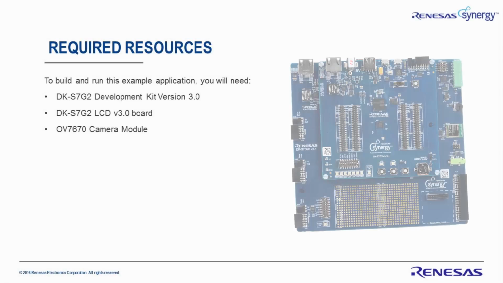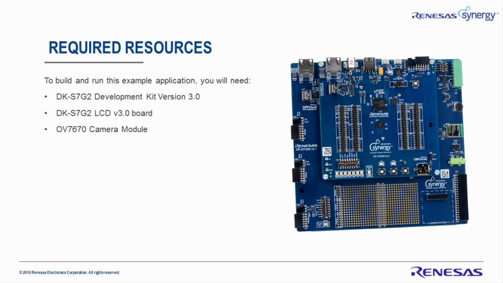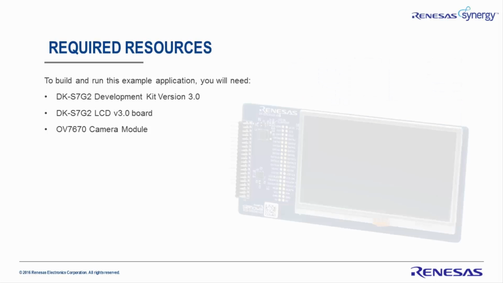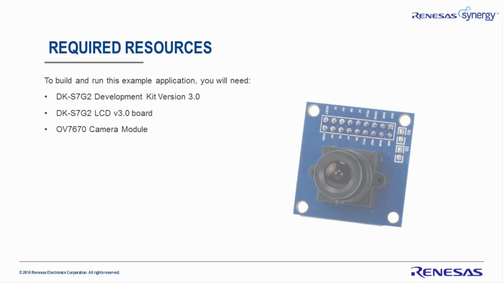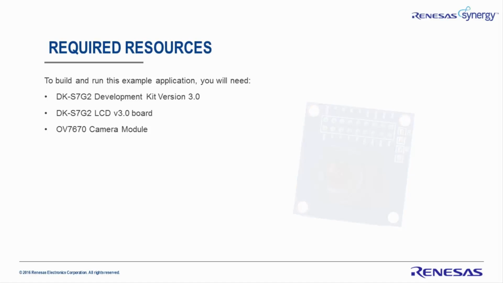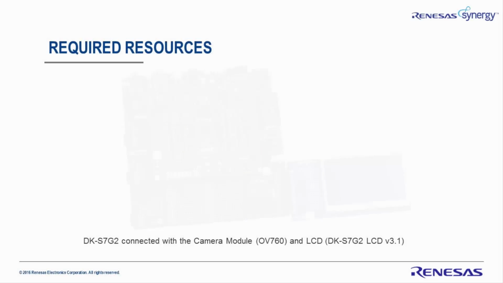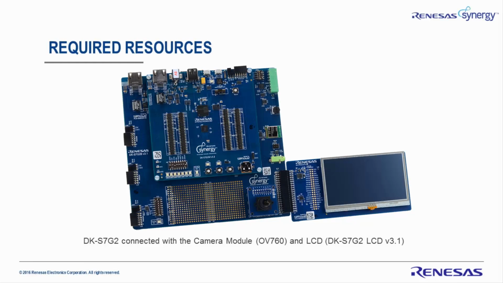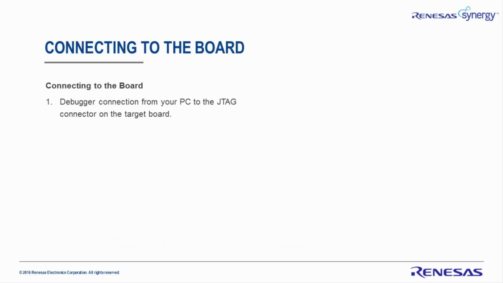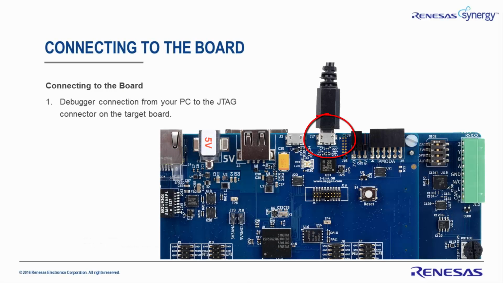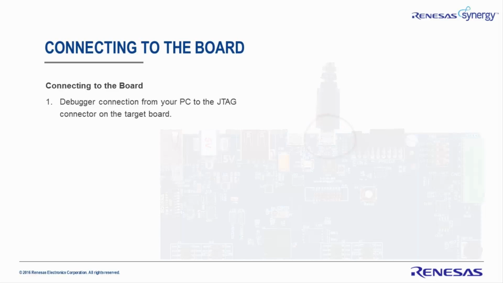To build and run the example application, you will need a DK-S7G2 Development Kit version 3.0. You'll also need a DK-S7G2 LCD version 3.0 board and an OV7670 camera module. The DK-S7G2 is shown here connected to the camera module, which is the OV7670, and the LCD, which is the DK-S7G2 LCD. To connect the board, you first want to connect the debugger connection from your PC to the JTAG connector on the target board.